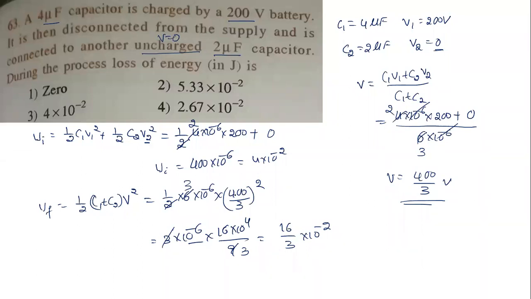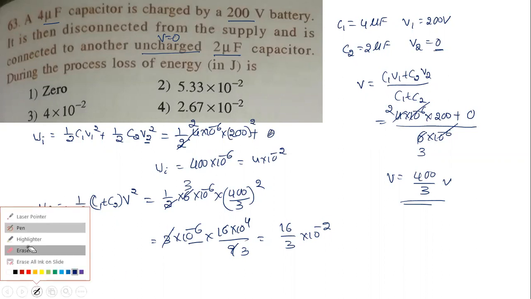Micro 400 10 power minus 4. Initial energy. Yeah, initial energy, how much we got? So C1 is how much? 4. V1 is how much? Oh, okay. Here we have made a mistake, students. Look at this, the square we didn't do.